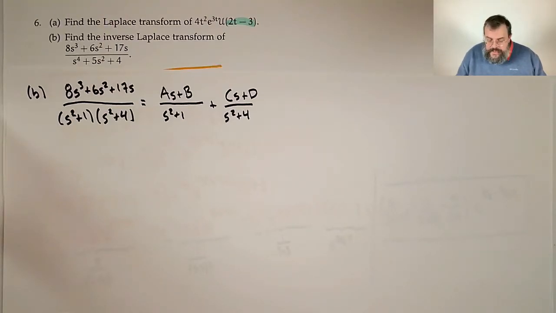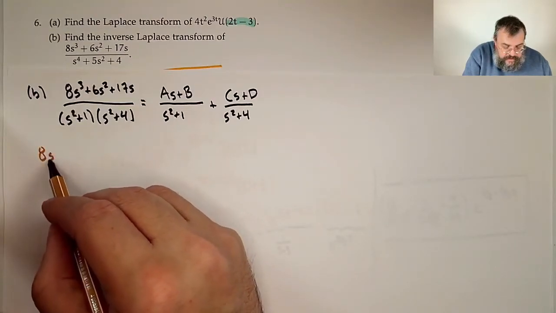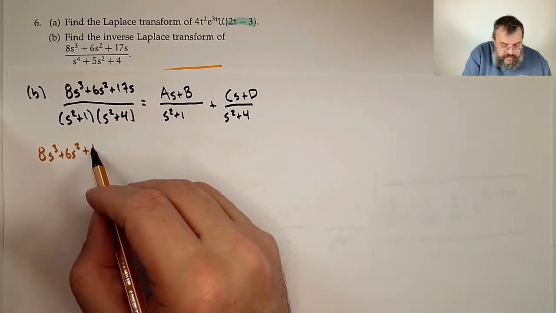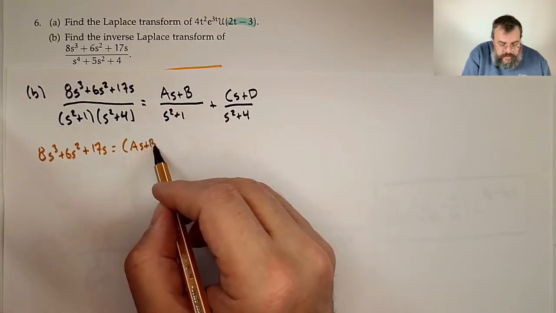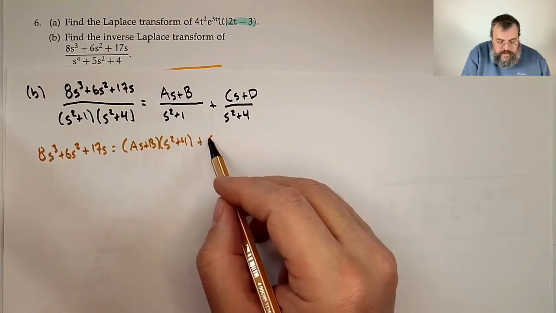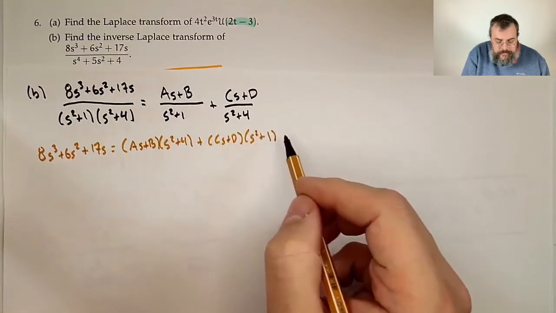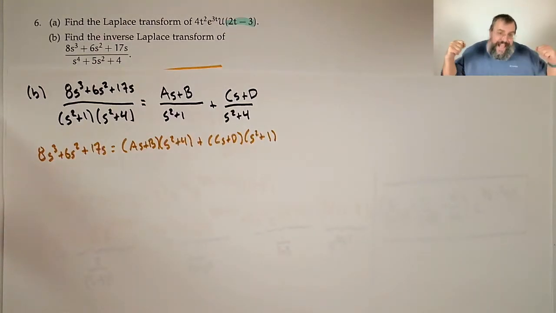Now, the first thing to do, clear your denominators. And when we do that, we get the following. 8s cubed plus 6s squared plus 17s is equal to As plus B times s squared plus 4 plus Cs plus D times s squared plus 1. And now you're like, aha, pick good values.